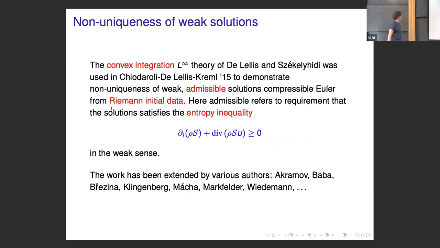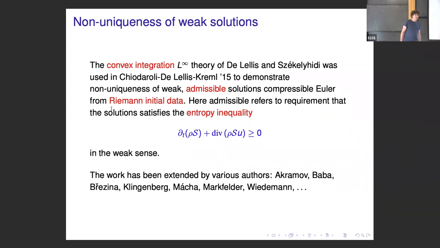Using the convex integration theory of De Lellis and Székelyhidi, Chiodaroli, De Lellis and Kreml showed that you can get non-uniqueness of weak admissible solutions to the compressible Euler equations, starting from Riemann initial data. In fact, they start in the isentropic case, and they can construct weak solutions to the isentropic equation. So it doesn't fit within the framework that I just described.